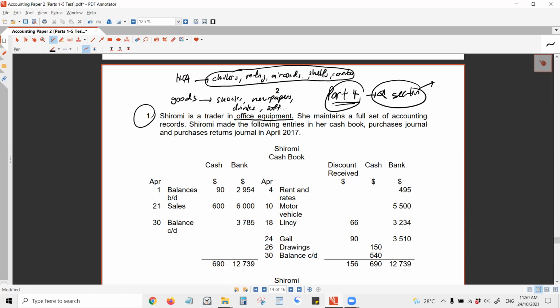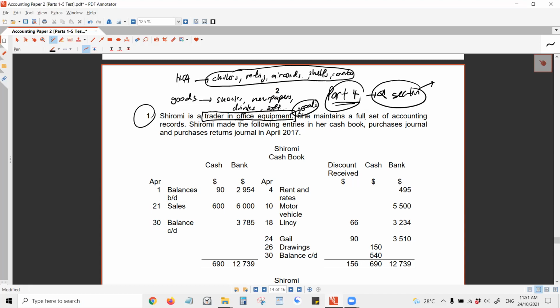Okay, so they say Shiromi is a trader in office equipment, meaning office equipment here is goods, because trader in office equipment means Shiromi is in the business of buying and selling office equipment. So everyone who answered goods is correct. You did this question with me before. I think most of you have to go through whatever you have done with me. All the materials go through one time. So the answer is goods.